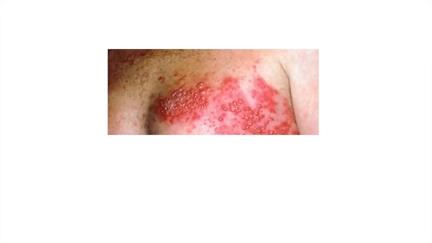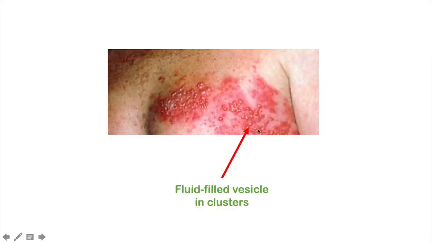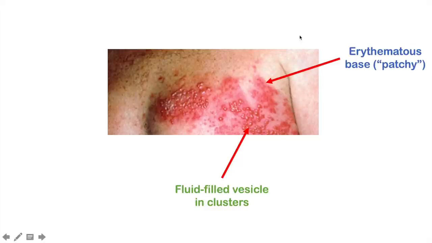So here's an image of an acute eruptive phase of shingles. As you can see, there are fluid-filled vesicles that are generally in clusters. They're clustered in groups. And they are all on top of an erythematous base. The erythematous base can be described as patchy. So it's not completely filled. This dermatome is not completely filled with an erythematous base, but it's kind of patchy. So we see fluid-filled vesicles in clusters on an erythematous patchy base. And here is the midline of the individual.